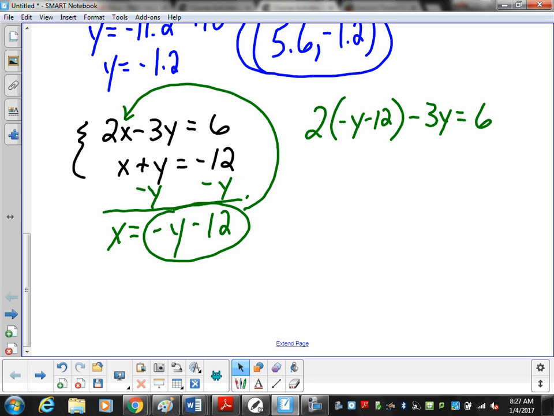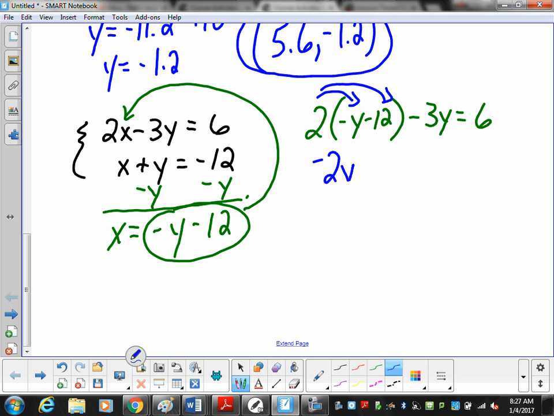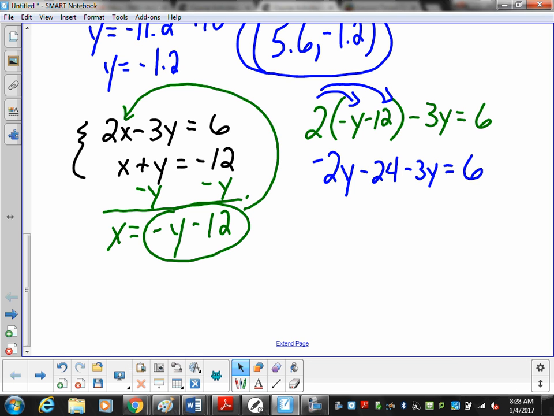Right. What's the next step? Distribute. 2 times negative y is negative 2y. 2 times negative 12 is a minus 24. Minus 3y equals 6. Next step, combine like terms.